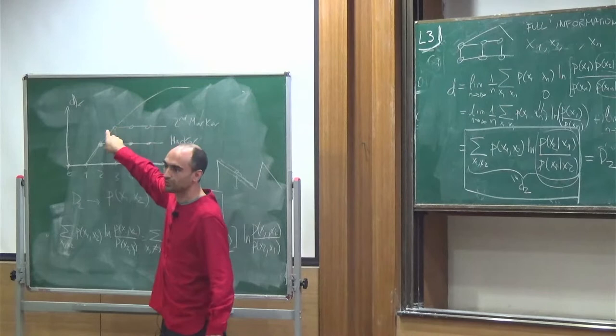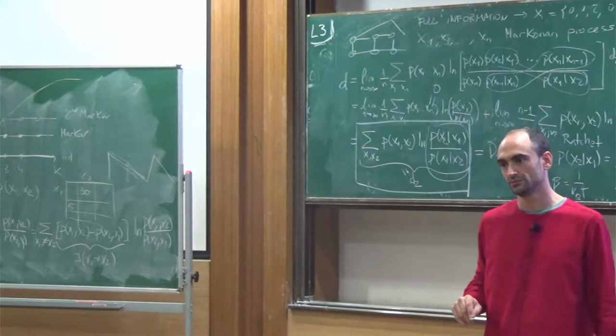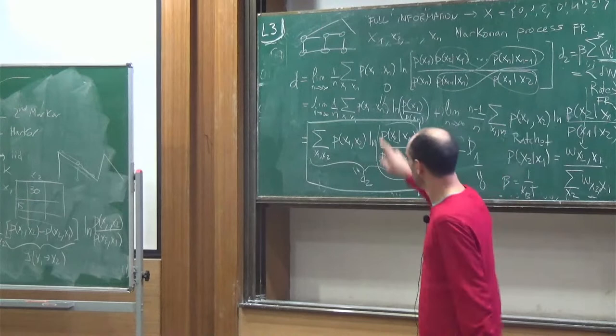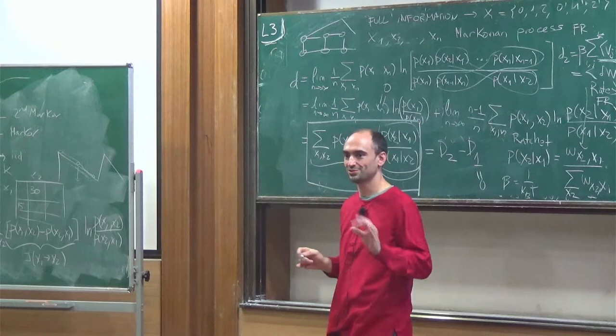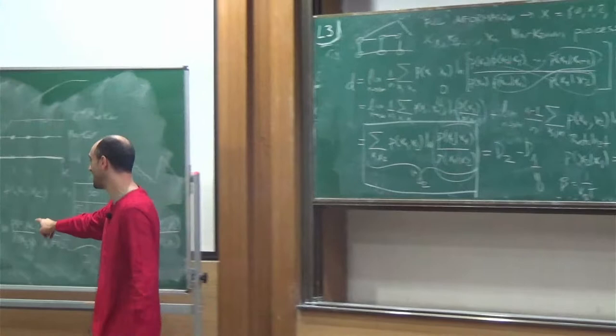So for a motor working on a microtubule, X1, X2 are attached or detached. For the molecular motor model, let me explain. To be Markovian, you need full information. So you need both the position and also the configuration, either attached or detached. So each Xi here is position and attached or detached for a motor.